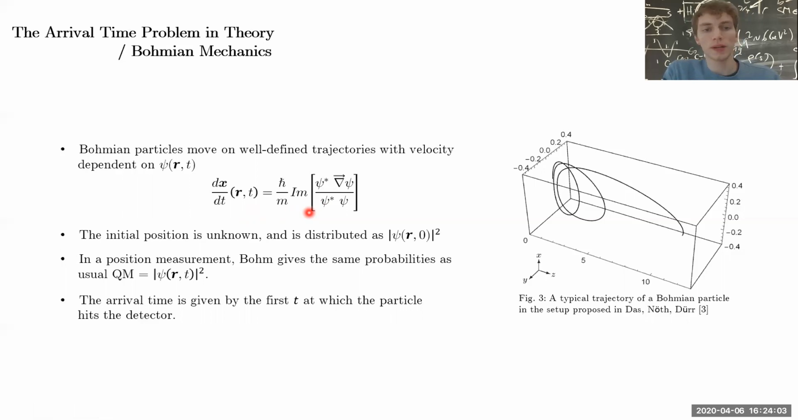The guidance law works by defining a velocity field at all points in space. Then the particle moves through flow lines of that field. But the velocity field, since it depends on the wave function, changes in time as the wave function changes in time. This defines a unique trajectory for a particle given an initial condition.